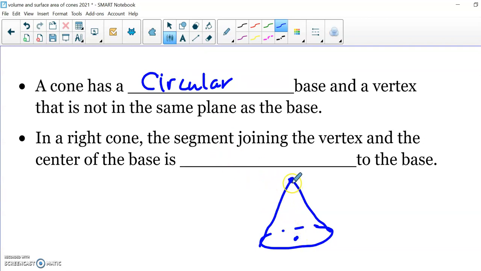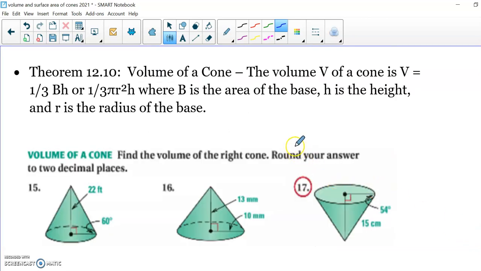If it's a right cone, that means that the segment joining the vertex to the base is going to be perpendicular. I'm just going to say that. So it's straight up and down. Let's go ahead and start with volume.